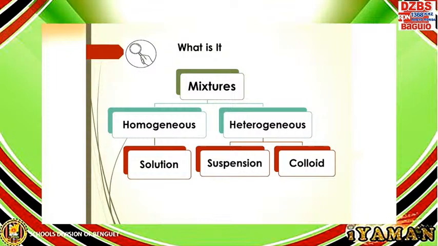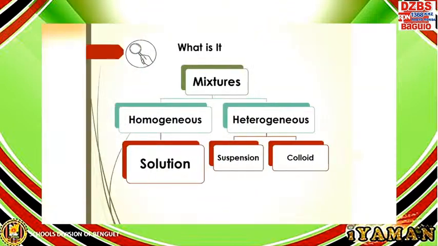The first kind of mixtures is solution. As you can see, solution is under homogeneous mixture. What does that mean? You're right. The minor component is uniformly distributed within the major component, thus only one component is recognizable. Let's study this example further.